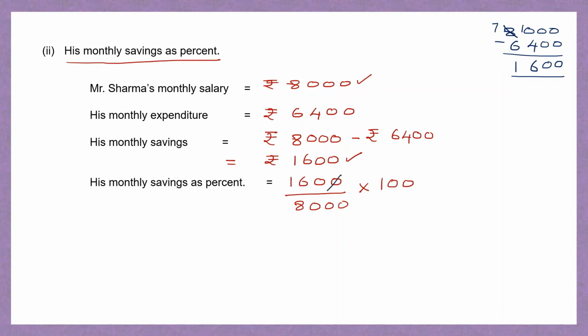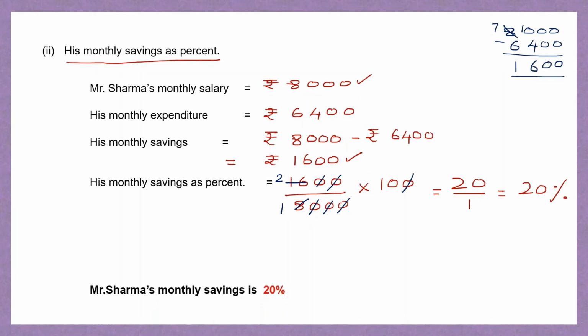Now cancel. Cancel 2 zeros and 2 zeros. I can cancel 1 0 from 80 and 1 0 from 100. I can still cancel 8 and 16. 8 ones are 8, 8 twos are 16. Now I have finished cancelling. I can do the multiplication. Multiply the numerators. 2 into 10. 2 tens are 20. Denominators 1. So I have 20%. So I have found his monthly savings as percent. So Mr. Sharma's monthly savings is 20%.